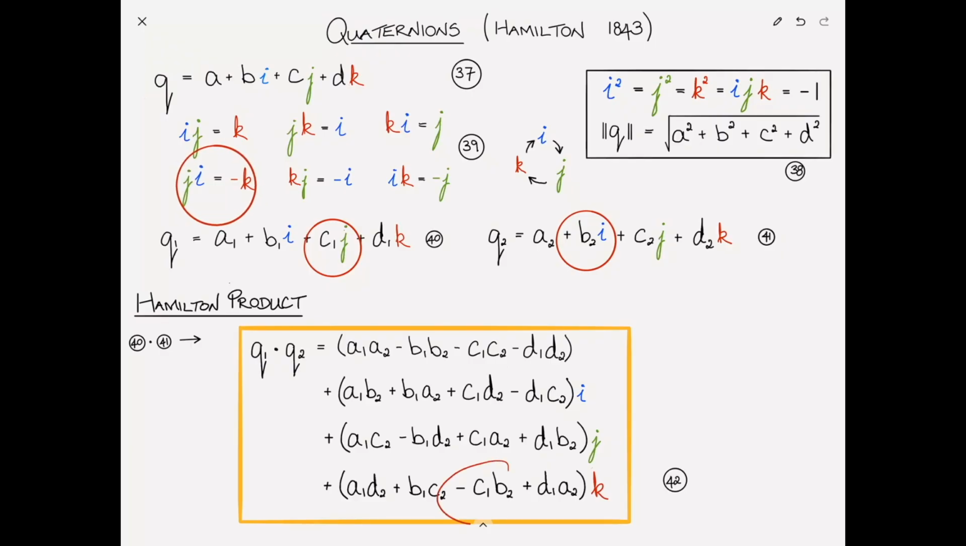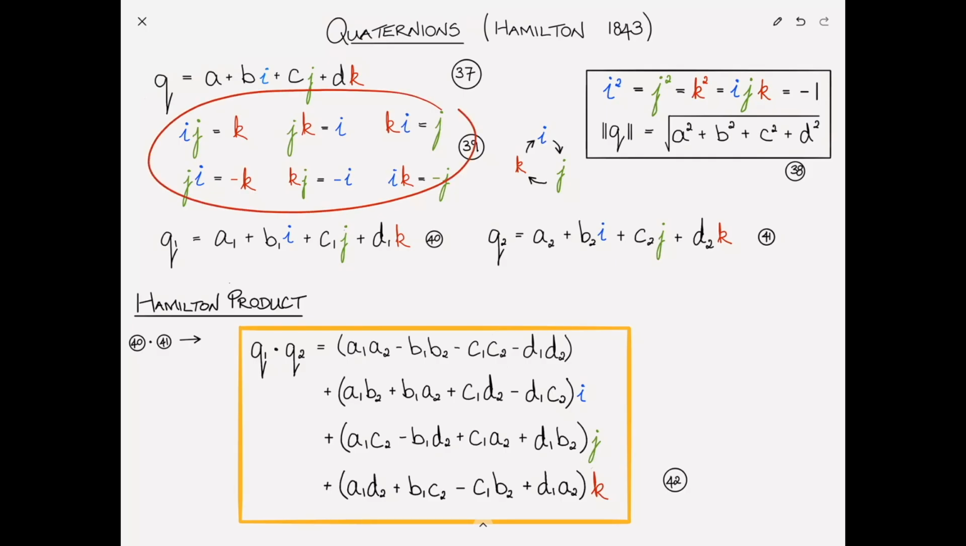So C1 B2 times minus K. Of course, the scalar parts, C1 B2, are commutative. I could have written this as B2 C1. But the imaginary or vector parts are not commutative, and those need to follow these rules here in equation 39.